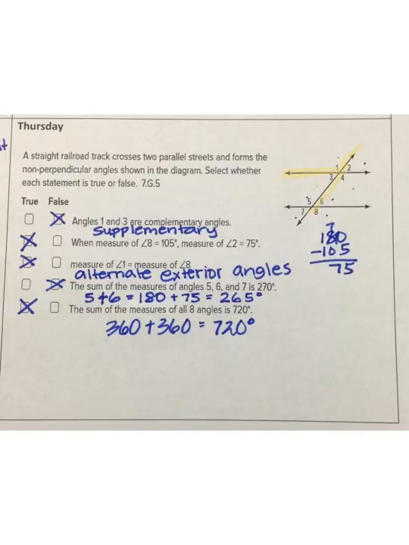The sum of the measures of angle 5, 6, and 7 is 270. So when I look over here at 5 and 7, here's 5 and 7. They're supplementary. So that means they're 180. And then angle 6 would have to be 75, so that only equals 265. And then the last one, the sum of the measures of all 8 angles is 720 degrees. If there's 2 supplementary relationships, that means that each set of 4 angles is 360. 360 plus 360 is 720.